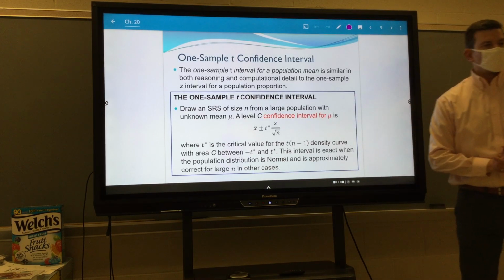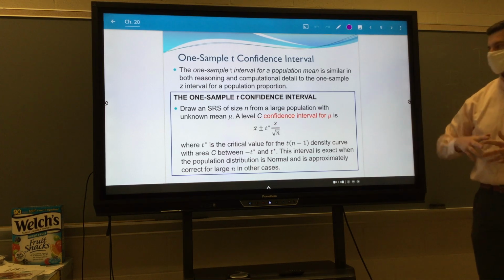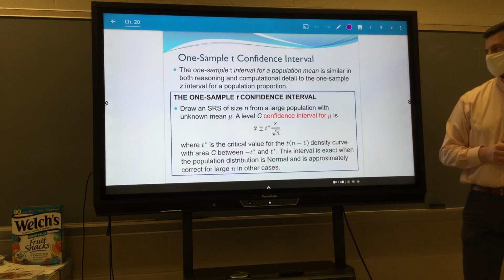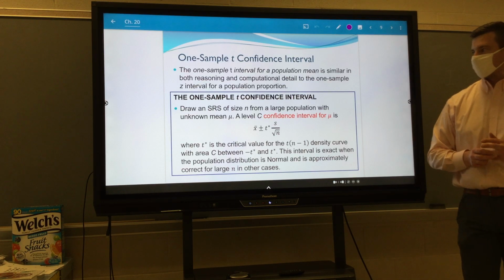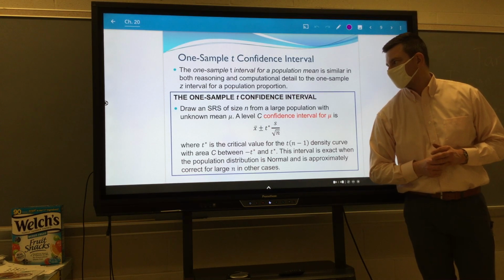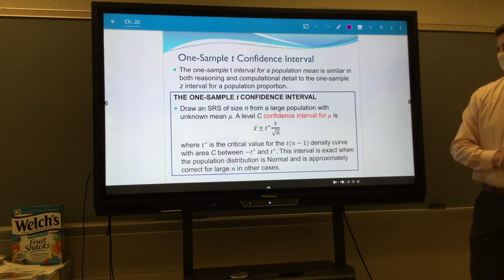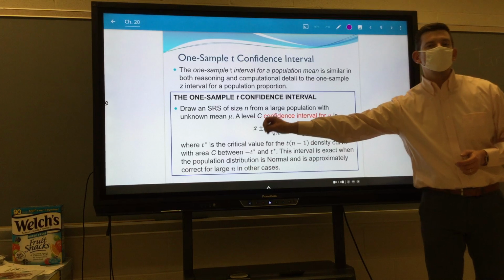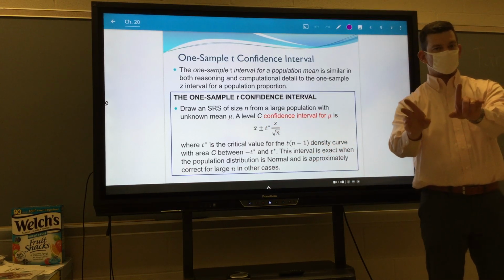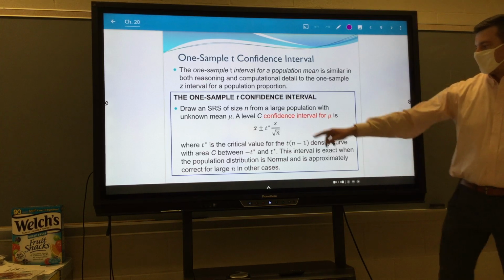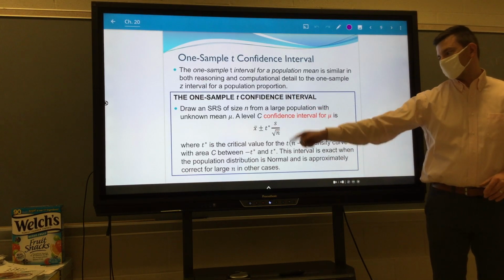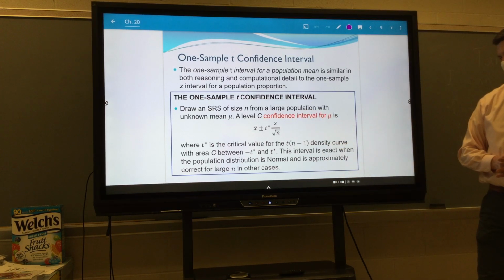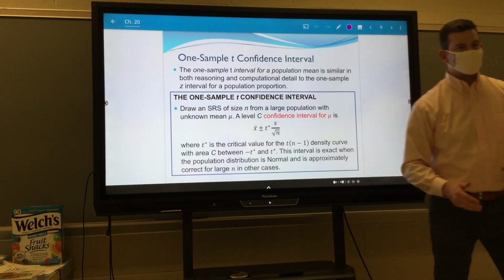Here is that confidence interval calculation. A one sample t interval for a population mean is similar in both reasoning and computational detail to the one sample z interval for a population proportion. What you're doing is getting your sample mean plus or minus whatever that t star is that you found from the table, where I'll show you technology in just a moment, multiplied by sample standard deviation divided by square root of n. Okay, that's that standard error of the mean calculation. And you're going a little bit below and a little bit above.